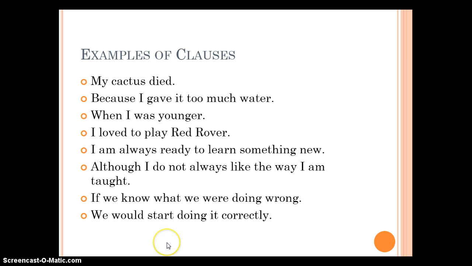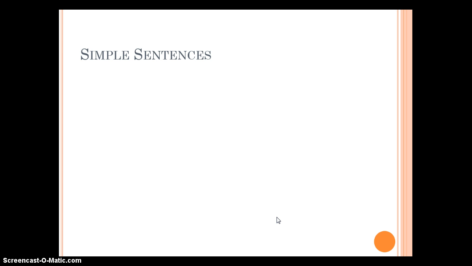We would start doing it correctly. This sentence has a subject, we, has a predicate, would start doing it correctly, and is a complete meaning, so it is an independent clause. Now that we know what clauses and independent and dependent clauses are, we can talk about different types of sentences.